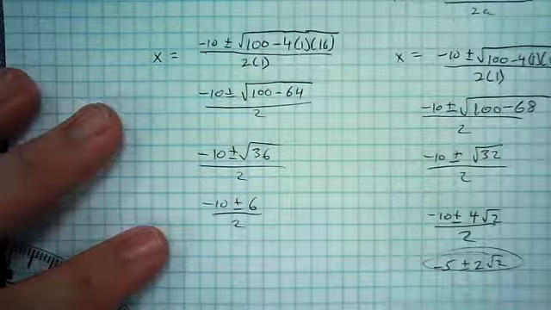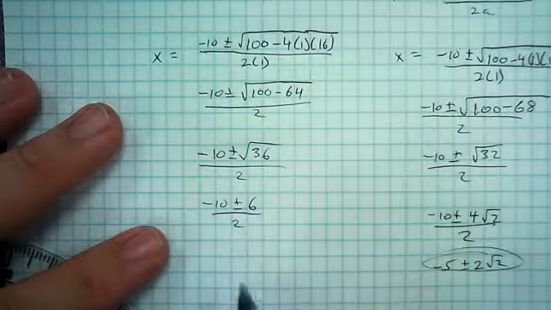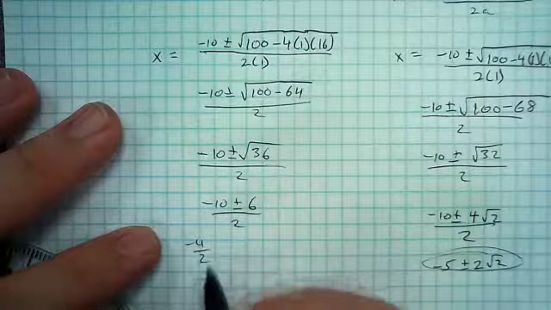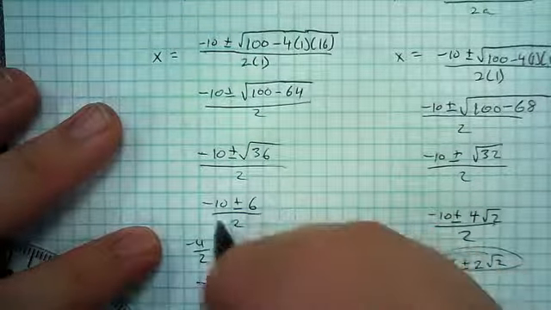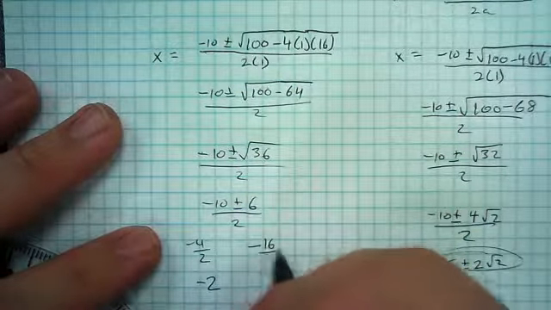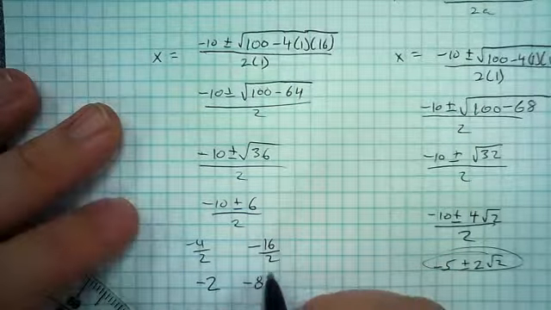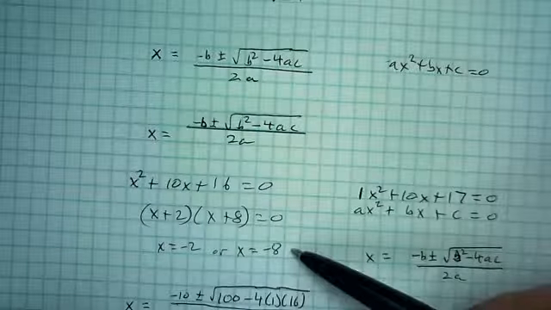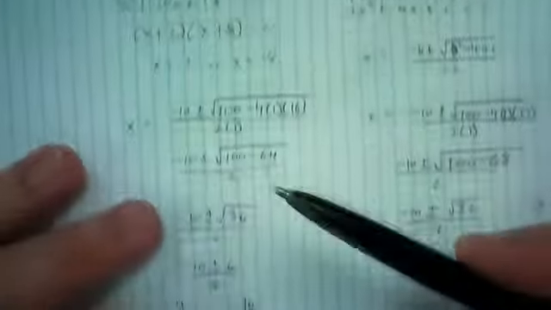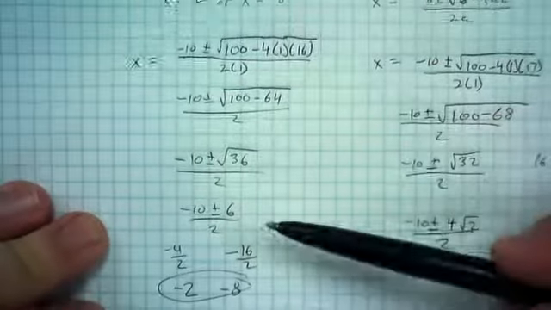-10 plus or minus 6 over 2. -10 plus 6 is -4, which makes -2. And -10 minus 6 is -16, which makes -8. The same solutions we found by factoring. So the quadratic formula will always work.